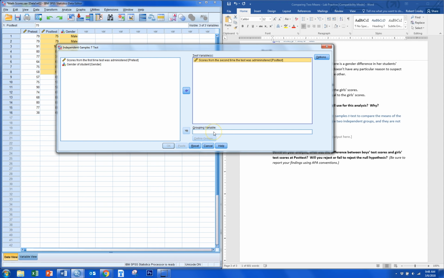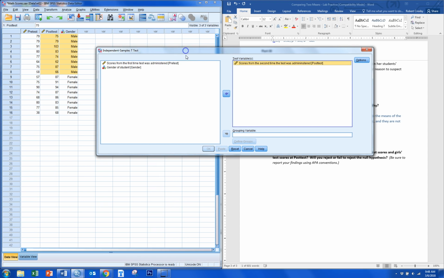Then it's going to ask for the grouping variable. So what are the two groups that we want to compare? We want to compare genders. We bring that over. Notice it says gender, question mark, and then it says define groups. So you have to tell SPSS which two groups you want to compare. Even in this situation where there are only two groups, boys and girls, males and females, SPSS won't figure that out on its own. You have to tell it, right?